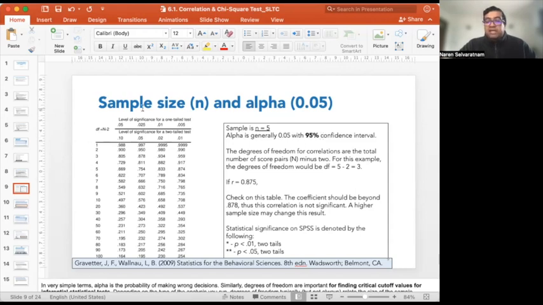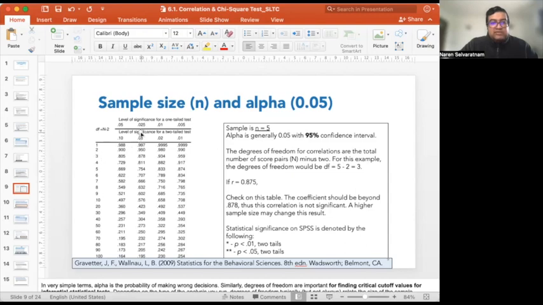Then you have to get your correlations table. In the Gravetter and Wallnau textbook, you would find this in your appendix, but if you don't have it, you can get it from Google. It first wants you to come up with degrees of freedom. Degrees of freedom is n minus 2. For correlations, the degrees of freedom are the total number of score pairs minus 2. We have 5 score pairs, so our n is 5, and n minus 2 is 3.